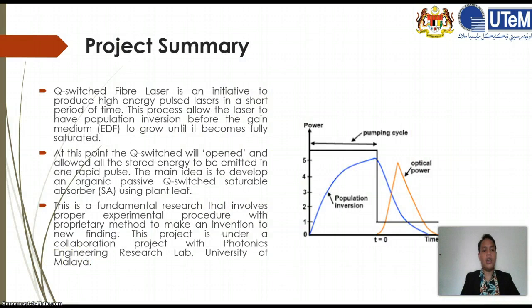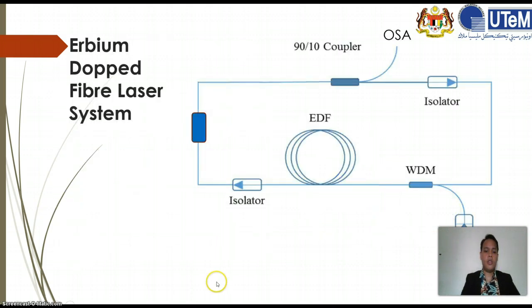So what is actually a Q-switch fiber laser? To make it simple, laser is in terms of power. Usually the power is in a continuous wave. In order to make the continuous wave into pulses, on and off, we have to put in a Q switch. The Q switch acts as the switching that makes the continuous wave turn on and off in a very short period of time. So in order to do that, this research has been conducted.